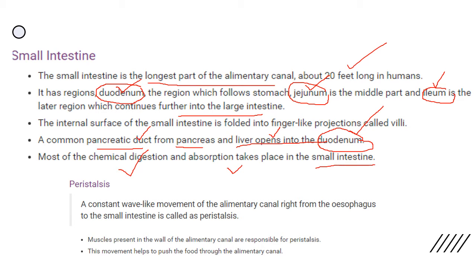The chemical digestion and absorption take place in the small intestine. So you have to remember, the major digestion process occurs in which part of the body? That is the small intestine.